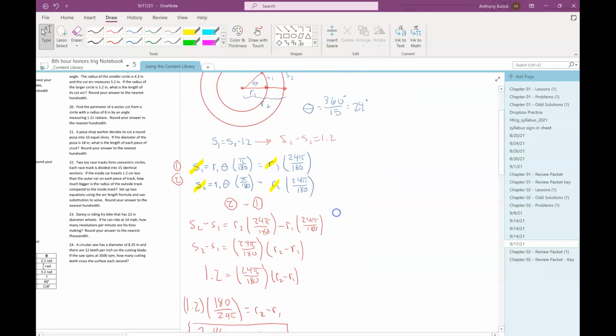Alternatively, what you could do is, what if we just pick a value for S1, say S1 is 1. That means S2 has to be 1.2 bigger, has to be 2.2. I know theta in each of these cases has to be 24.